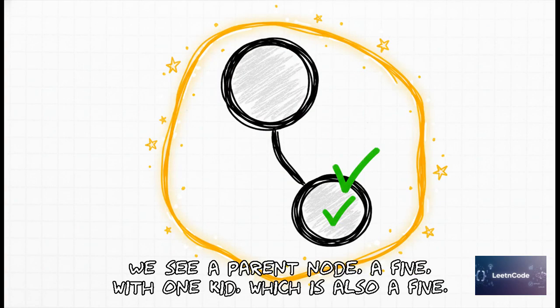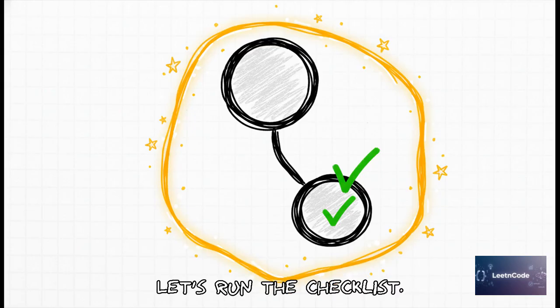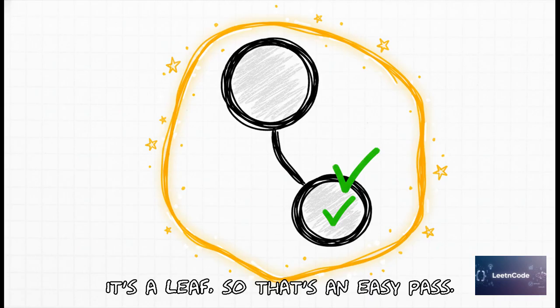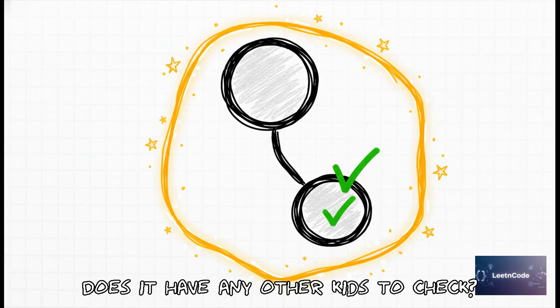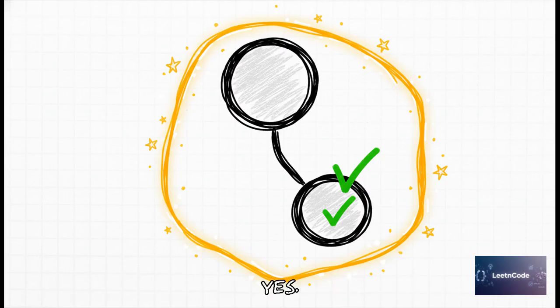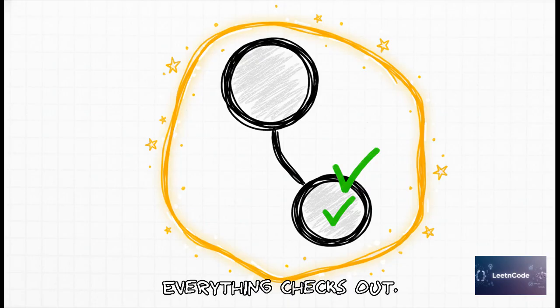We see a parent node, a 5, with 1 kid, which is also a 5. Let's run the checklist. Is its child's subtree Univalue? Yes, it's a leaf, so that's an easy pass. Does it have any other kids to check? Nope. And finally, does its kid's value match its own? Yes, 5 equals 5. Everything checks out.